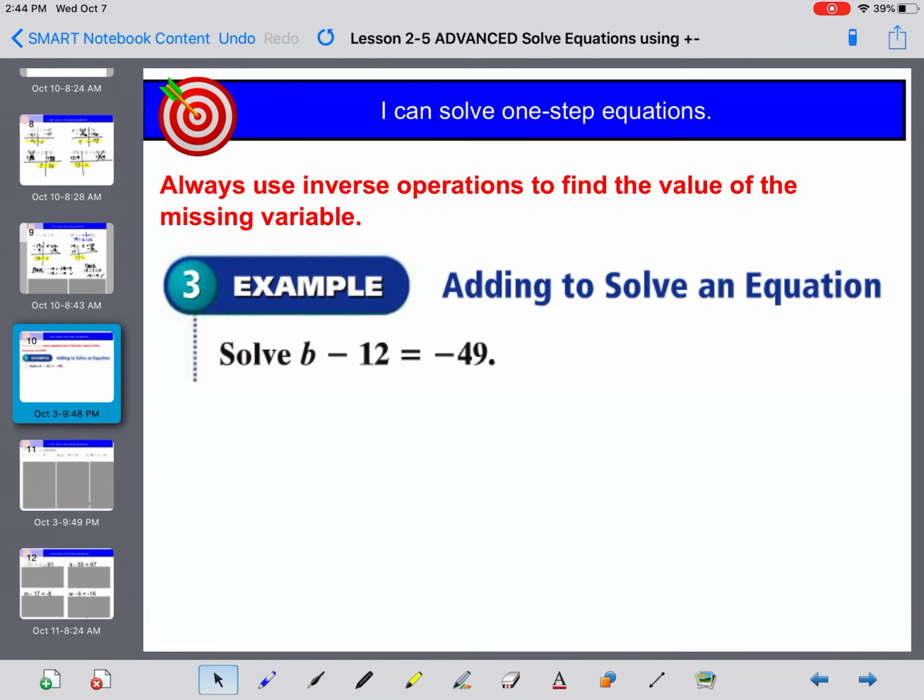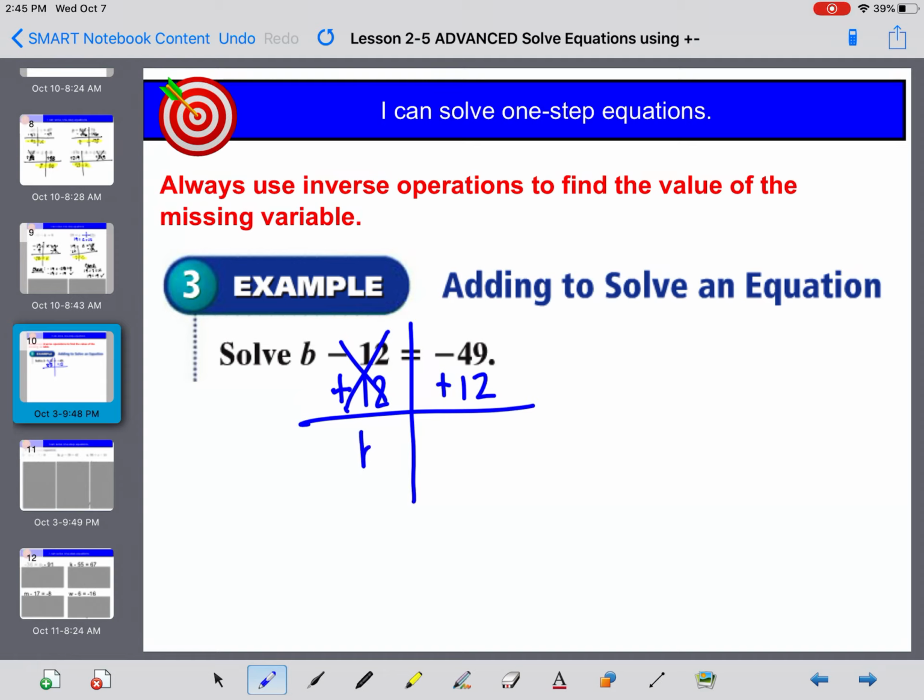It is the solution. Now, we are not limited to always using subtraction to solving one-step equations. Sometimes you're going to have to use addition. In this example, b minus 12 equals negative 49. It's identical in process to solve, but we're going to use addition instead. The inverse of subtracting is adding, so I add 12 to both sides. This equals 0, and b remains on the left. Negative 49 plus 12 is equal to negative 37.